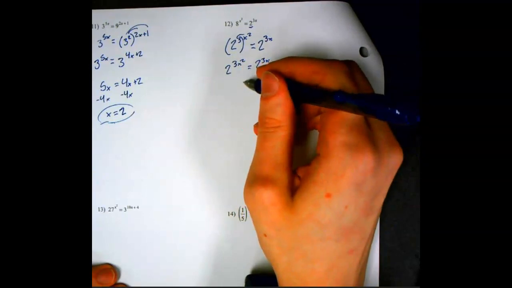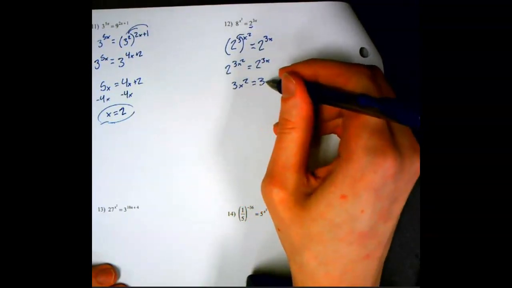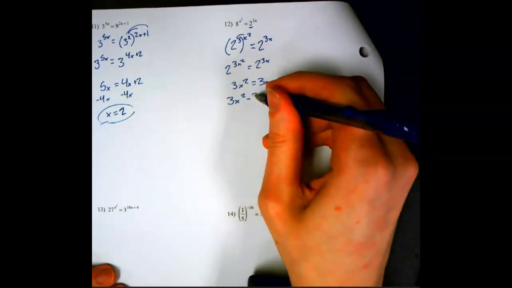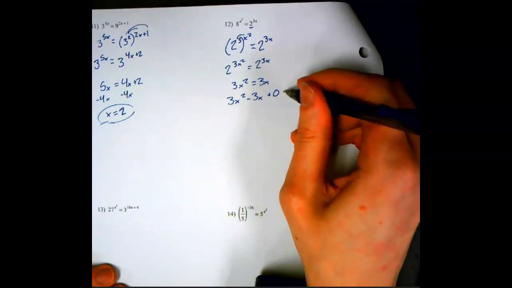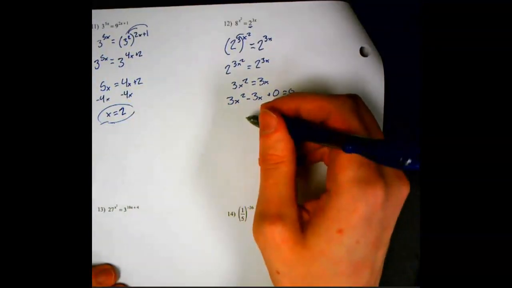Set the exponents equal to each other. We have 3x squared equals 3x. Minus that over, we have 3x squared minus 3x plus 0 equals 0. The reason we have that is that now we can use the quadratic formula.